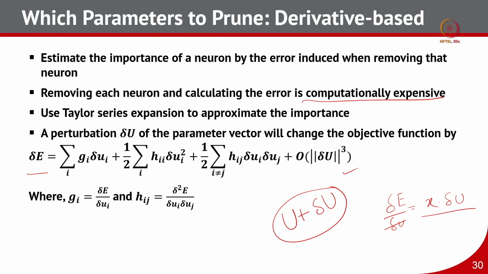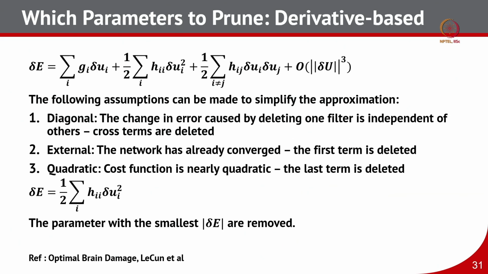Now, in this particular expression we have different terms. g_i is nothing but delta E over delta u_i. In general h_ij is the second order derivative, delta squared E over delta u_i delta u_j. That means, if I change the ith weight by delta u_i and the jth weight by delta u_j, what is the change in the error? And finally, we have this term, which is the third order or higher term.